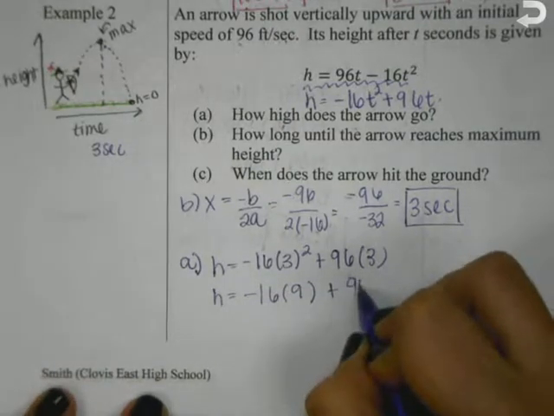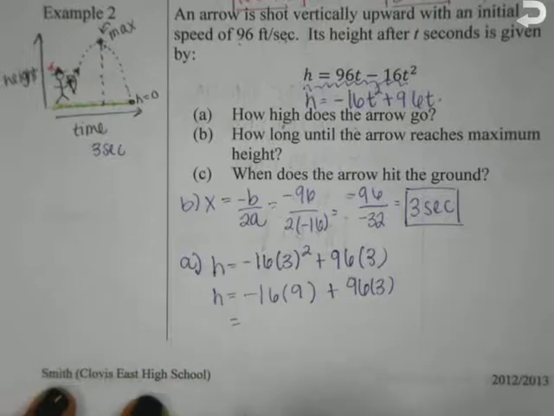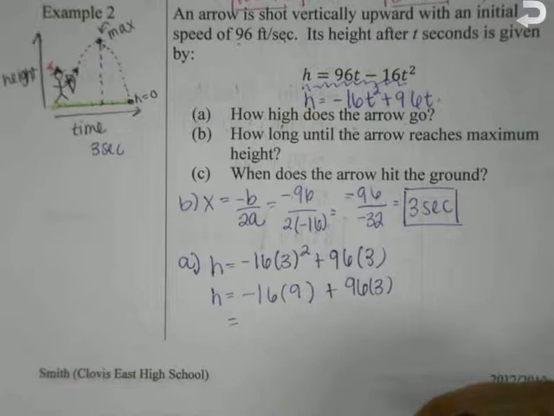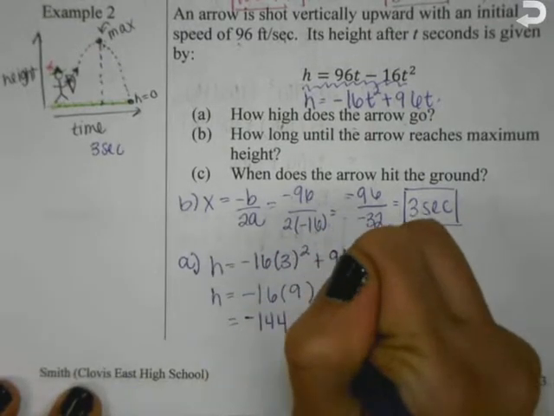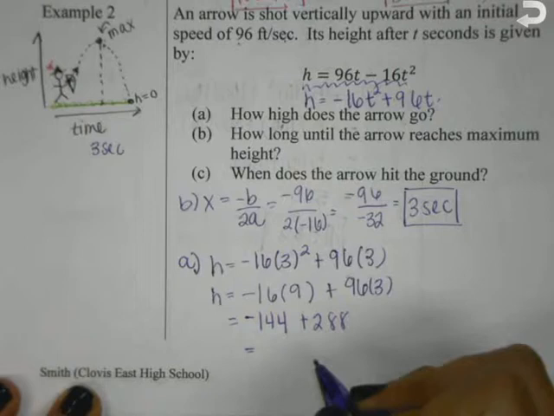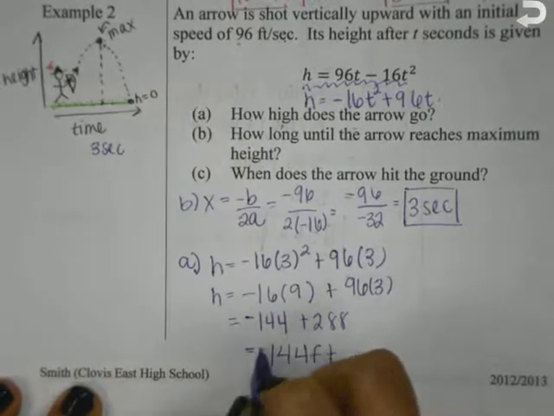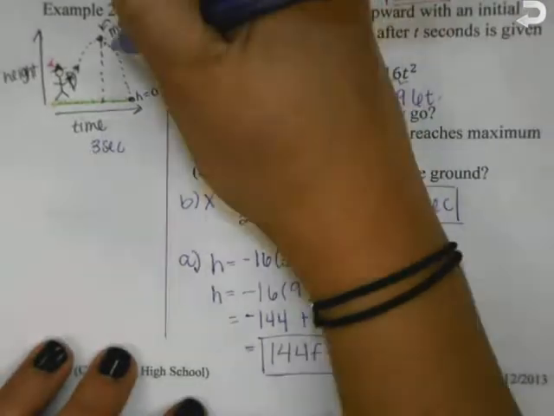So h is equal to negative 144 plus 288, which thank goodness gives me a positive 144 feet, since we can't have negative feet. So at my 3 seconds, when my ball reaches the peak, it's actually at 144 feet.